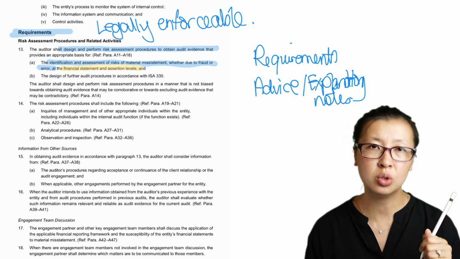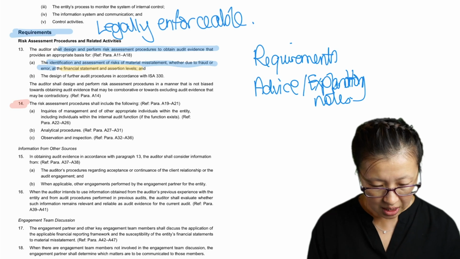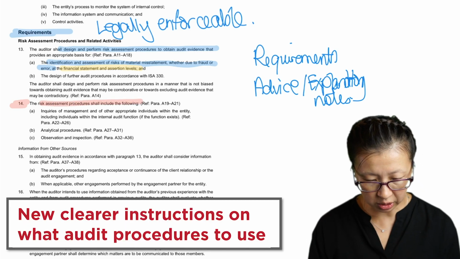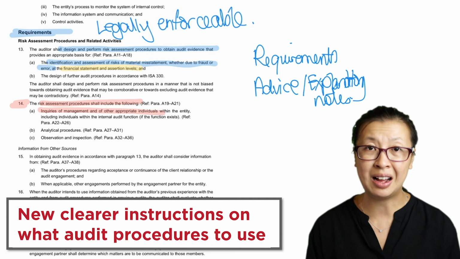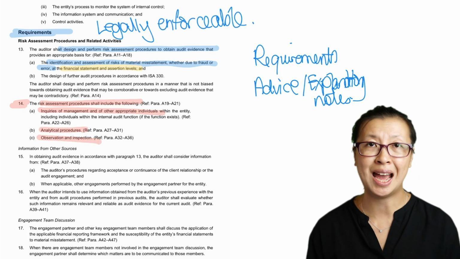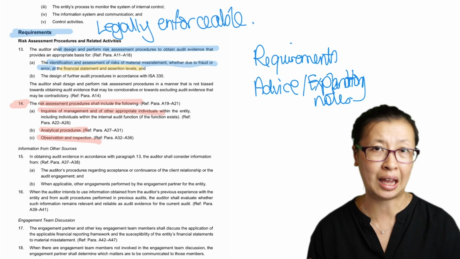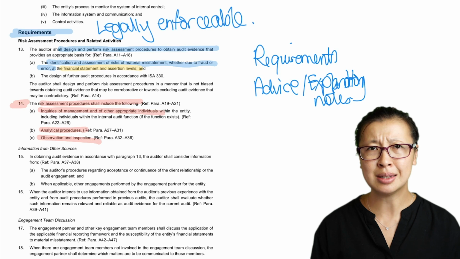A new part to ISA 315 is this bit here, paragraph 14, where it says, my risk assessment should include the following: inquiries of management and other individuals, analytical procedures, observation and inspection. Now, in the past it said we just had to gather evidence and gain an understanding. Now it says exactly what we should do.